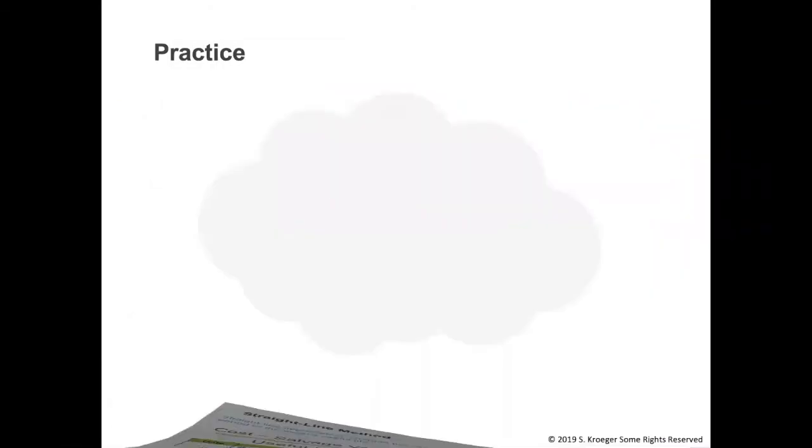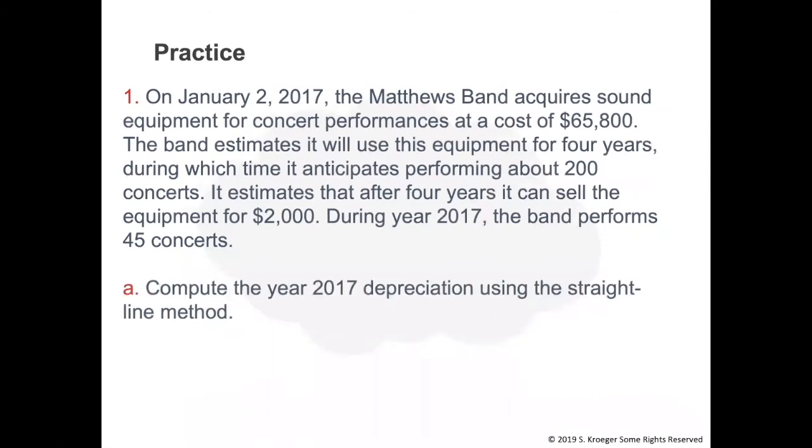Let's do a practice problem. This is number 1 on your classwork. On January 2nd, 2017, the Matthews Band acquires sound equipment for concert performances at a cost of $65,800. The band estimates it will use this equipment for 4 years, during which time it anticipates performing about 200 concerts. It estimates that after 4 years, it can sell the equipment for $2,000. During the year 2017, the band performs 45 concerts.